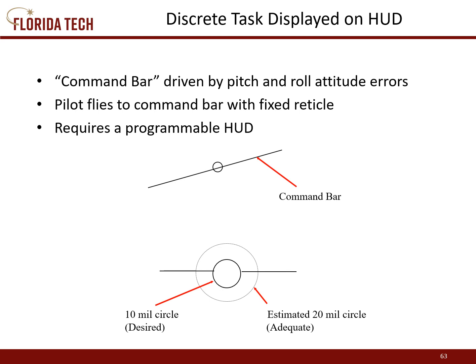And there you can see what a 10 mil circle looks like, and that's where desired performance is defined. And then you see what the 20 mil circle looks like. So it's going to be harder to keep the command bar within the 10 mil circle than the 20 mil circle. And again, remember, we have a quantifiable time-based duration that we can measure by reviewing the head-up display video after the task is complete.